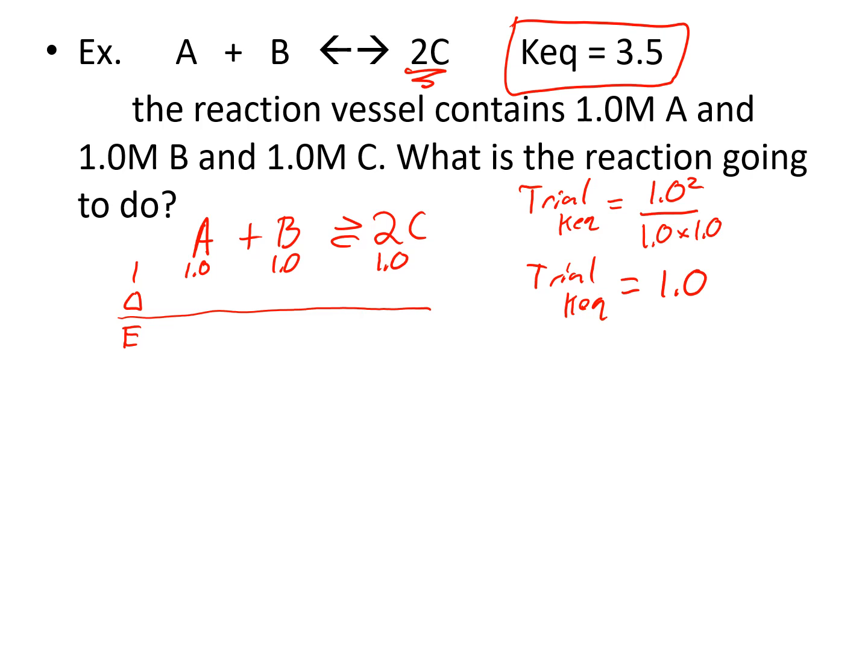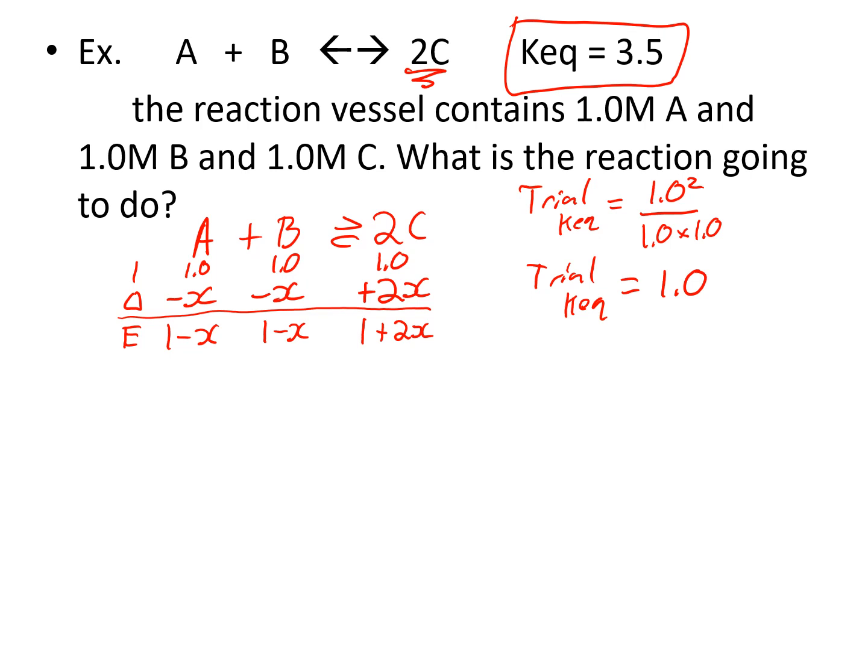So that means this is going to be increasing by a factor of 2x, the 2 because of the coefficient of 2 right there. And that means this is going to be decreasing by a factor of x and decreasing by a factor of x right there. 1 plus 2x is 1 plus 2x. 1 minus x is 1 minus x. 1 minus x is 1 minus x.